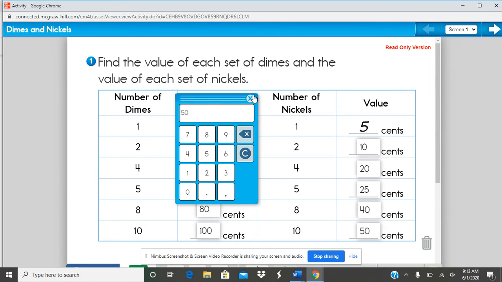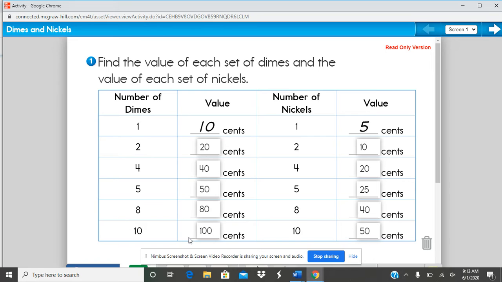All right. So now I want you to take a look. The number of dimes and number of nickels were the same, right? 10 dimes, 10 nickels. What do you notice? Let's look at this first one here. One nickel is 5, one dime was 10. Two nickels was 10, two dimes was 20. 20 cents was four nickels, 40 cents was four dimes. Do you see any pattern here? Do you notice anything?